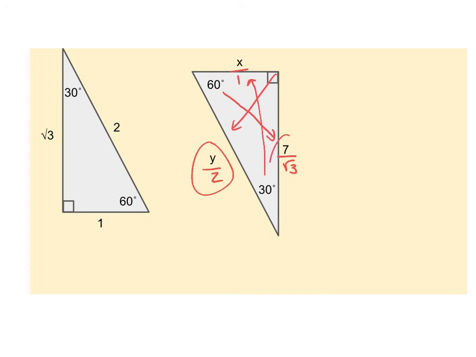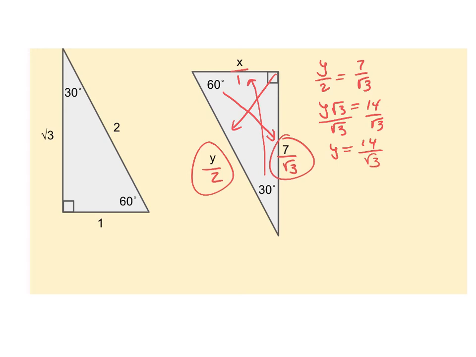So if I want to solve for y, I just set these two equal to each other. So y over 2 is equal to 7 over the square root of 3. So I get y times the square root of 3 is equal to 14. Divide by the square root of 3, and I get y is equal to 14 over the square root of 3.